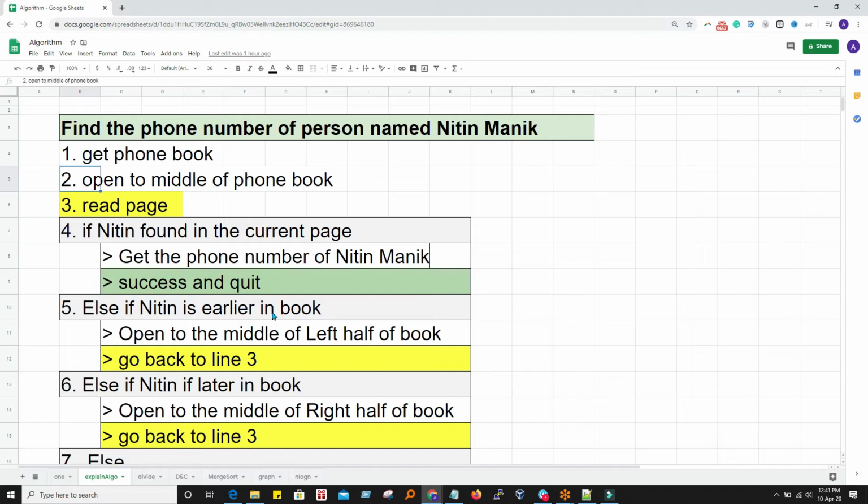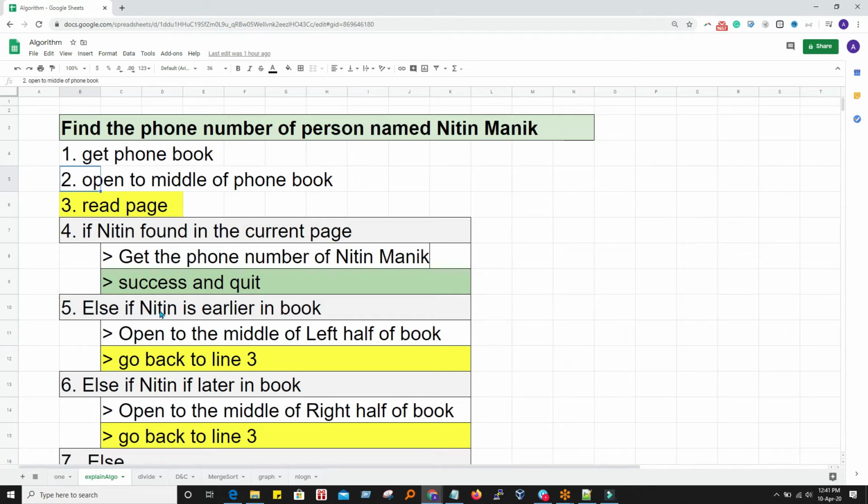Nitin would be on the right-hand side. If it is greater than N, then Nitin would be on the left-hand side. Now consider that Nitin is earlier in the book. Now you again consider the left half of the book as a complete book, and you repeat the same process again. You again split and you again decide. You again go back to line number 3 and repeat the same process again.